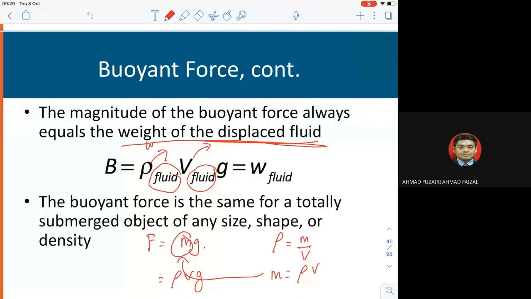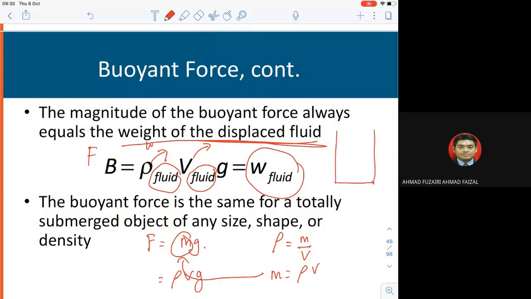So this is actually the weight of the fluid. So buoyant force FB is equivalent to the weight of the fluid displaced. The buoyant force is the same for a totally submerged object of any size, shape, or density. Because what? Because regardless of the size, shape, or density of the object.